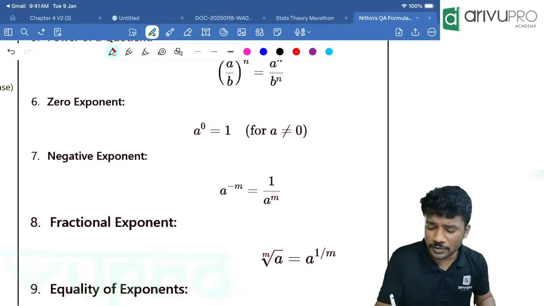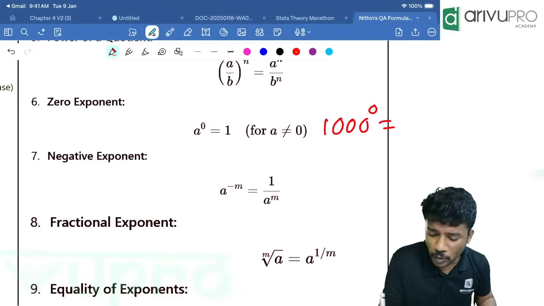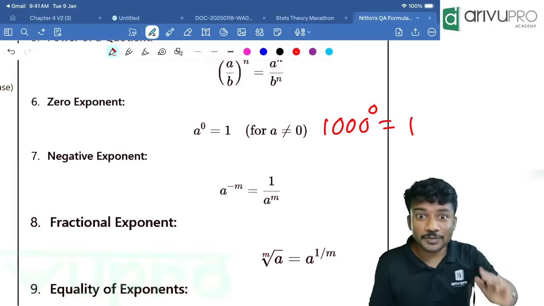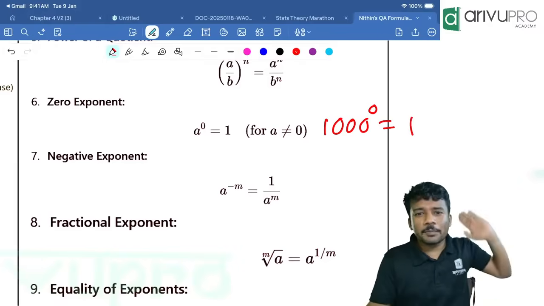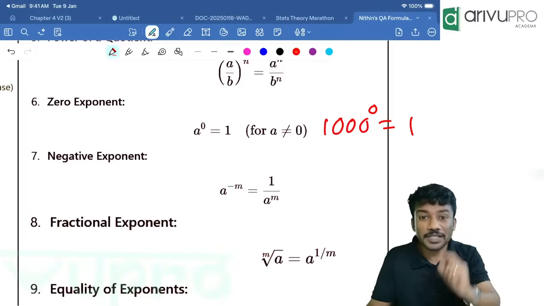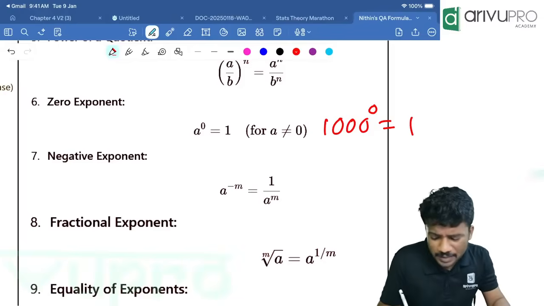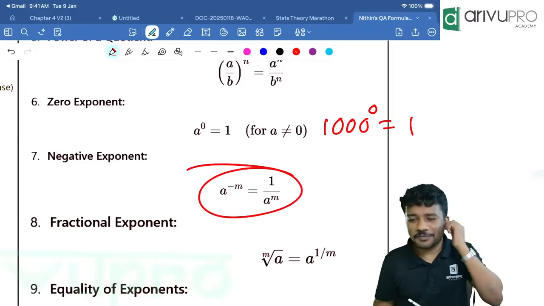Any number raised to 0. 1000 raised to 0 is what? 1. 1 lakh raised to 0 is what? 1. Whatever number raised to 0 is 1. Anyway, everyone knows this property from a very young age onwards.